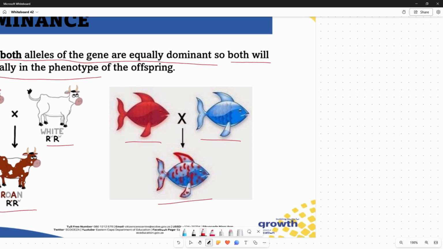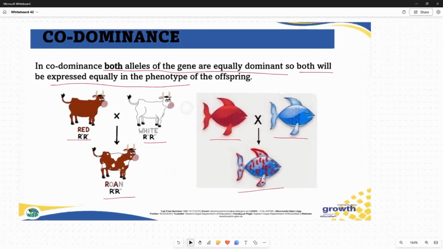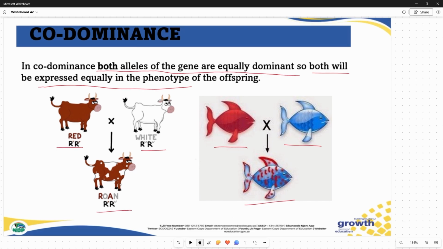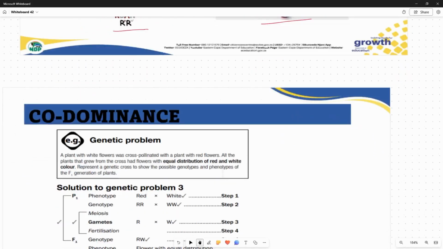So very importantly, you can see the differentiation between the three types of dominance, because in complete dominance, one is dominant, one is recessive, so the dominance shows in the phenotype. In incomplete dominance, neither one is dominant, so neither of those phenotypes show. Hence you've got a third phenotype, which is an intermediate between the two. And then in co-dominance, because both are dominant, both will show in the phenotype of the offspring. So let us look at examples now of crosses for co-dominance.